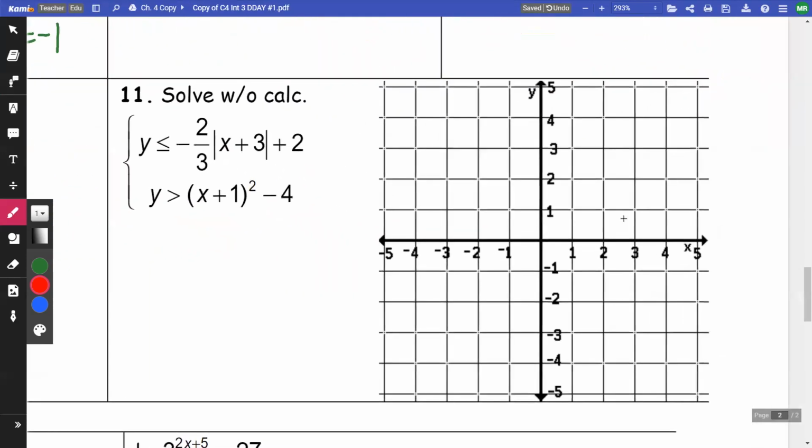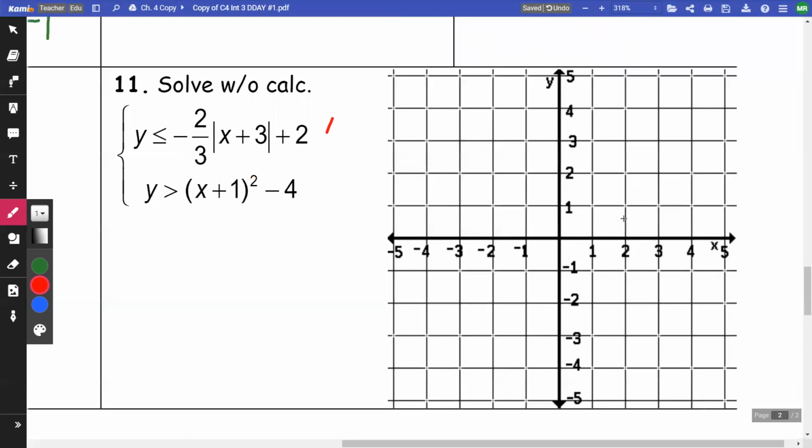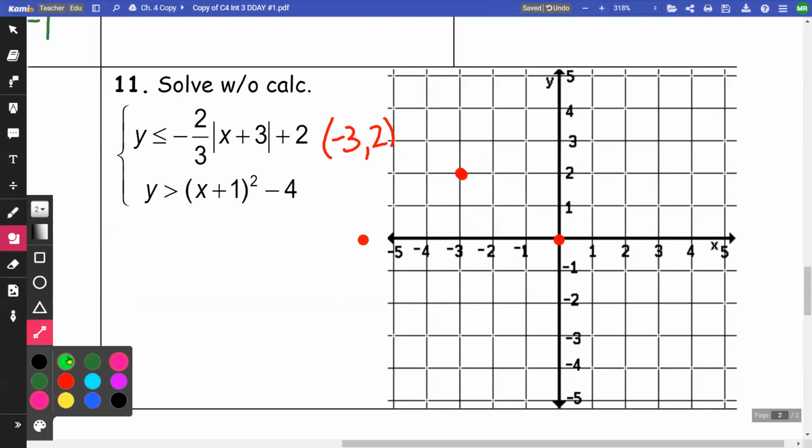On 11, okay, we're going to be graphing these. The top one is an absolute value. It's a V shape, so it's -3, 2. So I am going to go to -3, 2. And this absolute value has a stretch of -2/3. So since an absolute value is linear in nature, that stretch is really like a slope. So I'm going to go down 2 and out 1, 2, 3. And I'm going to go down 2 and out 1, 2, 3. And draw my line.